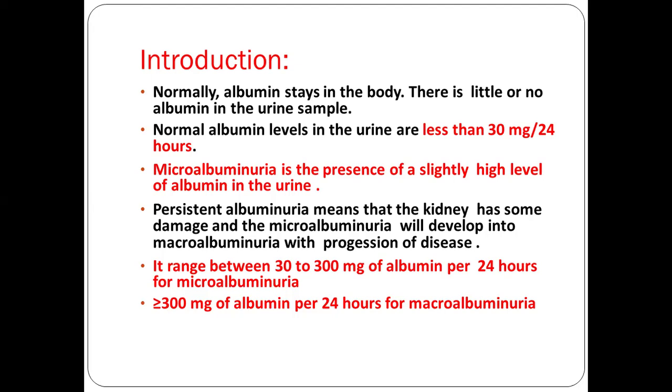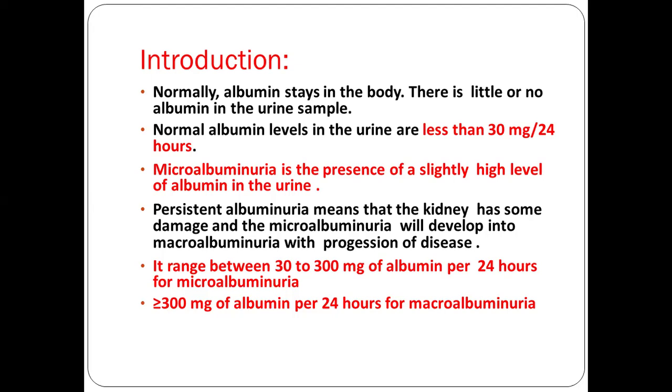But in the case of disease condition, the charge nature of the albumin and the Bowman's capsule is going to change. So there is an opposite charge nature. In opposite charge nature, the molecules are going to attract. That's why albumin is going to pass out through the Bowman's capsule. We are getting it in urine. So normal albumin level in the urine is less than 30 mg per 24 hours. That means per day.